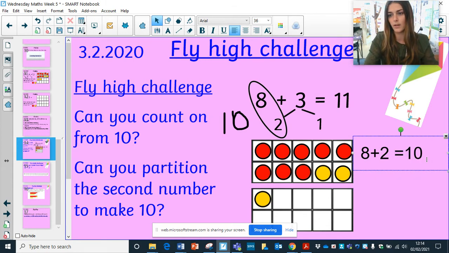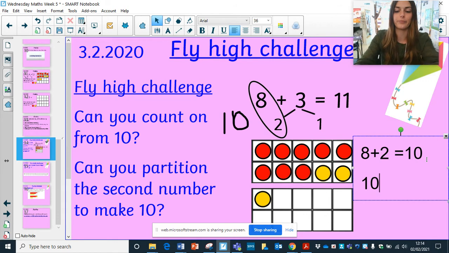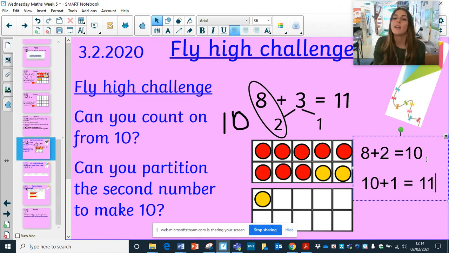Let me just move that over. Okay, so you've got your 8 and 2, which makes your 10. And then you do your 10 and add your remaining 1, which should give you the answer 11. Okay, so even though your number 10, it starts as 8 add 3 equals 11, you're making that 10.